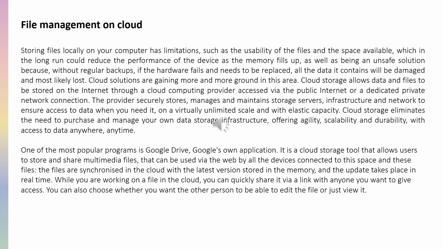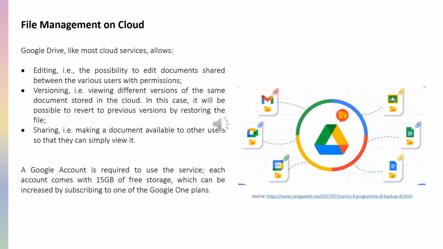You can also choose whether you want the other person to be able to edit the file or just view it. Google Drive, like most cloud services, allows editing. It has the possibility to edit documents shared between the various users with permissions. Versioning. It has viewing different versions of the same document stored in the cloud. In this case, it will be possible to revert to the previous versions by restoring the file. Sharing. It has making a document available to other users so that they can simply view it.